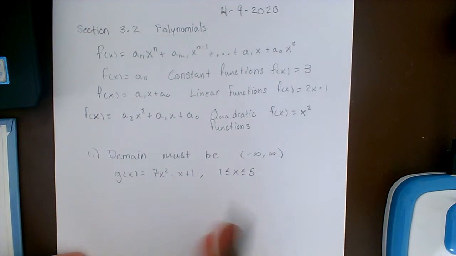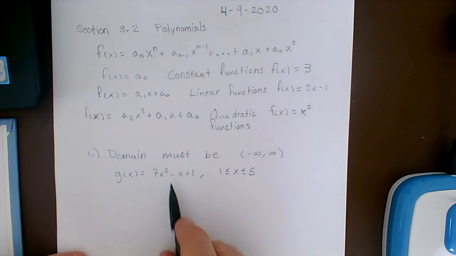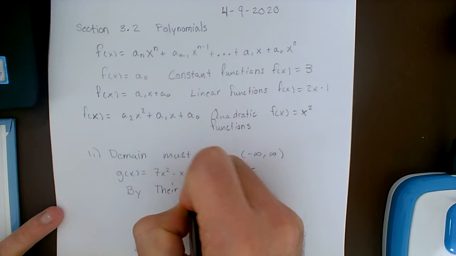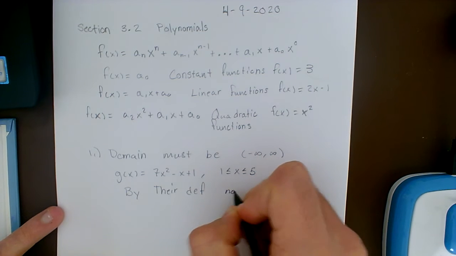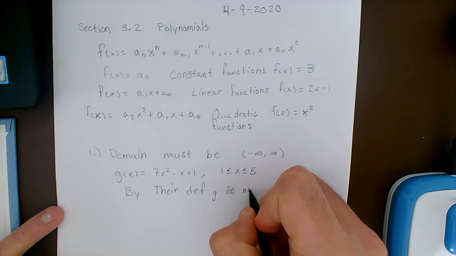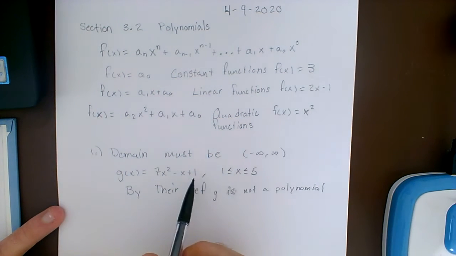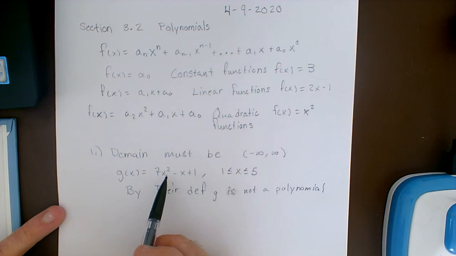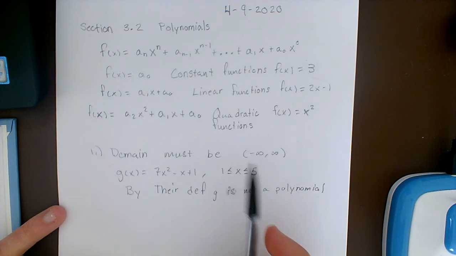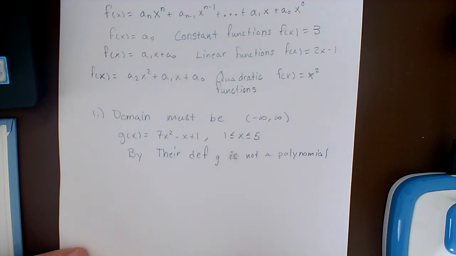So in their definition, they say, well, it looks like a polynomial, but they give a domain that's not negative infinity to infinity. So they would say that this is, by their definition, not a polynomial. G is not a polynomial. But, I mean, you could also say, yes, G is a polynomial on this domain. Personally, I've never seen this definition, but since it's in the book, we're going to go with it. Okay, so just keep in mind that their definition of domain means negative infinity to infinity.